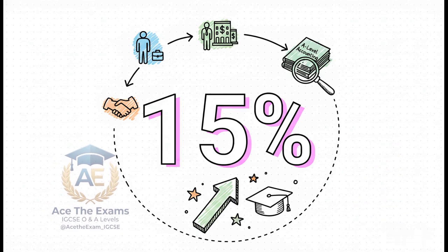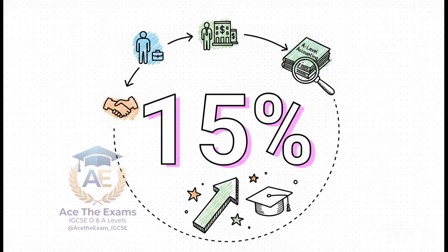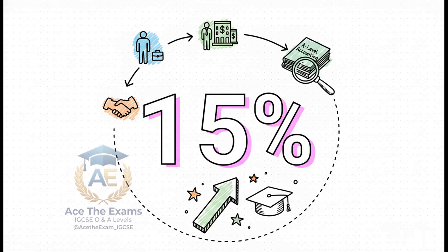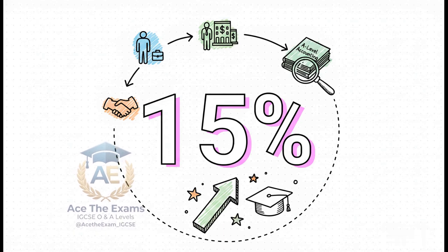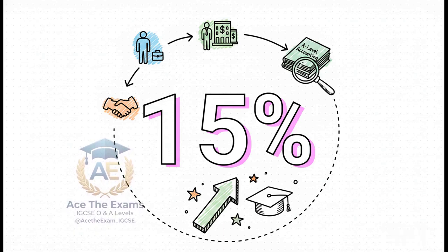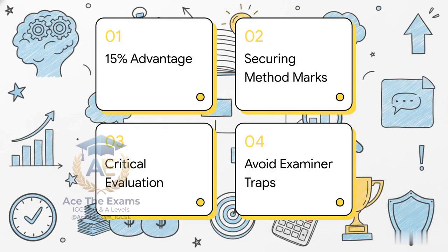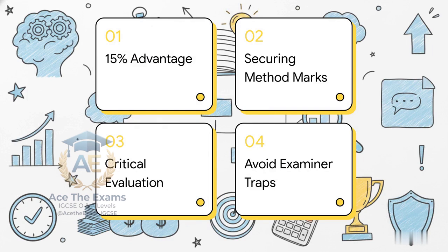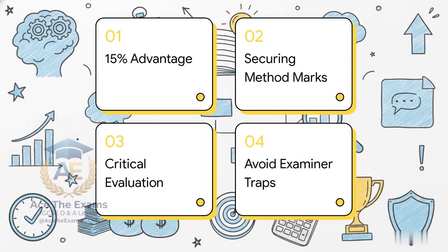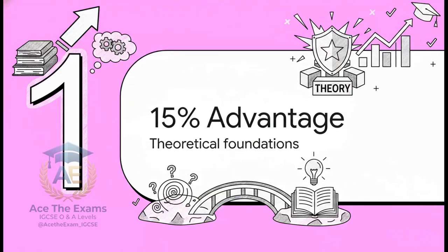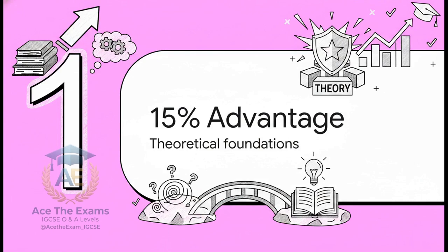It's just not enough to know the math anymore. You absolutely need the strategic, high-level understanding of how these specific entities actually operate, how they distribute profits, and exactly how they manage liability. So, to get you there, we've got a 4-step game plan today. 1. The 15% advantage. 2. Securing your method marks. 3. Mastering critical evaluation. And 4. Avoiding top examiner traps. Let's dive straight into Section 1, the 15% advantage.